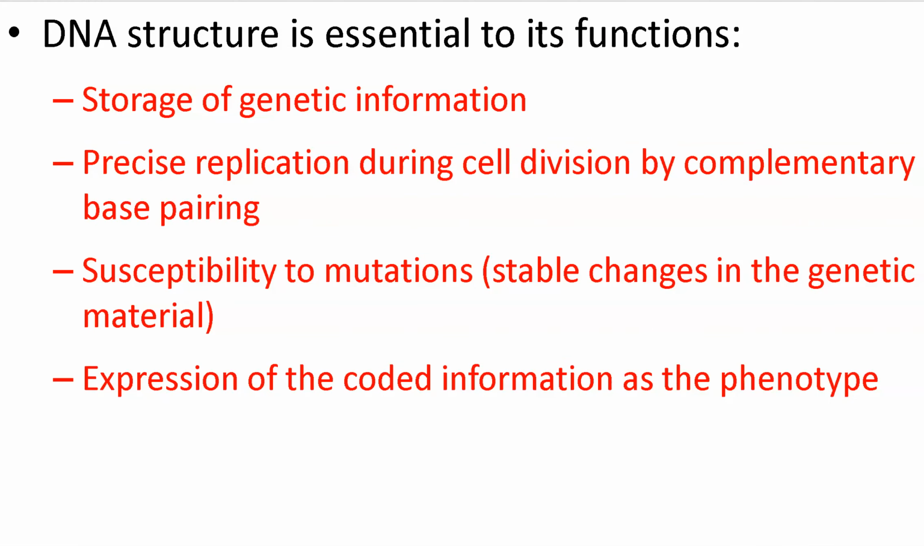So in closing, DNA structure is essential to its function: storage of genetic information, precise replication during cell division, mitosis, by complementary base pairing, right? We're trying to make 2 clone cells. We got to have the exact same book of DNA. Susceptibility to mutations. Yeah, mutations can become stable. They can lead to new genes possibly, or bad mutations that can lead to problems, such as loss of function or like cystic fibrosis. Expression of the coded information as the phenotype. So there's a code, and then we build the phenotype from that.